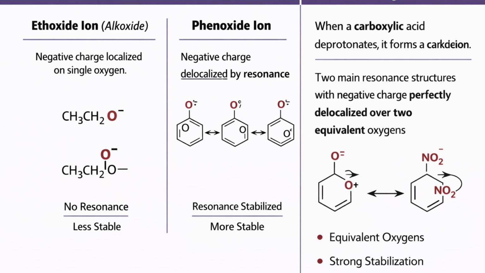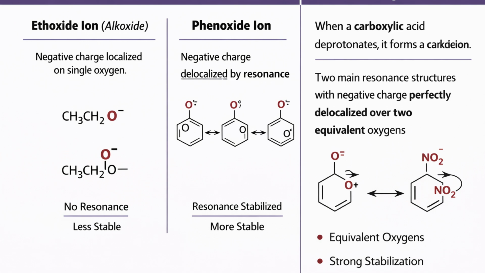After all the explanations, we will take some examples on acidity. One: phenoxide ion versus alkoxide ion, e.g., ethoxide ion. An alcohol deprotonates to form an alkoxide ion, like ethoxide. This ion has its negative charge localized entirely on a single oxygen atom. A phenol deprotonates to form the phenoxide ion.